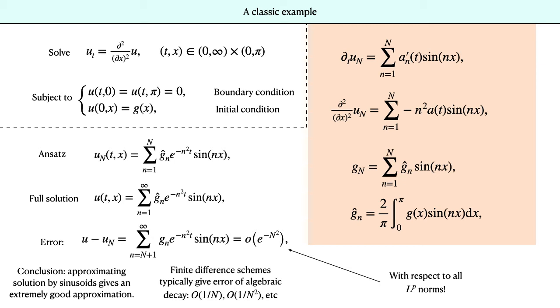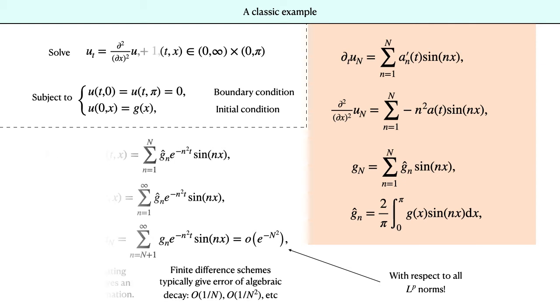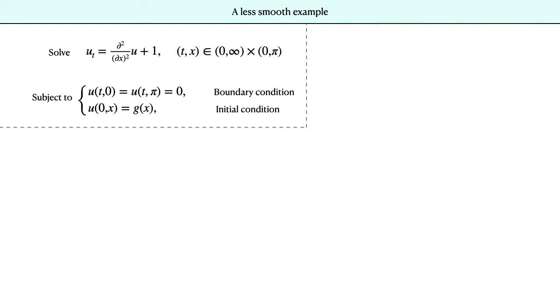Okay, so let's take a look at another example. One of the problems about spectral methods is that it works extremely well when the solution is smooth, but it might not work so well when the solution is not smooth. So here is an example that is going to be less smooth. It might be surprising, because the only difference is that we introduced a 1 in the equation. Otherwise, it's exactly the same. And the number 1 doesn't seem to be a very unsmooth term. But we'll see that this is actually a less smooth example.